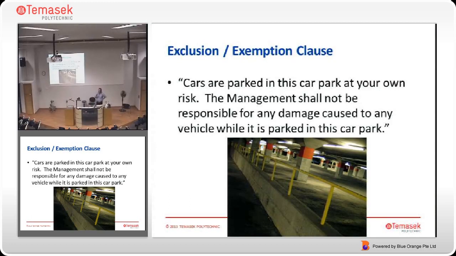This is a very good example: "Cars are parked in this car park at your own risk. Management shall not be responsible for any damage caused to any vehicle while it is parked in this car park." You have seen this before. Sometimes it is written inside the car park, sometimes outside, sometimes on the ticket. Nowadays your car park is just a sensor on your IU, so it's mainly whether you see something outside or inside.